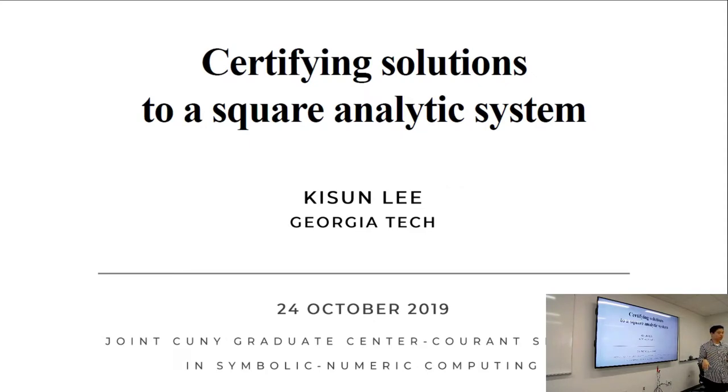So I'm really happy to give a talk here. Today I want to talk about certifying solutions to a square analytic system. In terms of research, I'm interested in certifying the output of numeric algorithms. The scope of today's talk is certifying the numerical roots of a square analytic system. For example, say you have some system of equations and you solve it using a numerical solver. Then you get a numerical root, probably really close to your exact root, but of course we don't know where the exact root is. That numerical root may not be your exact root, so we want to check whether the given approximation is good or not.